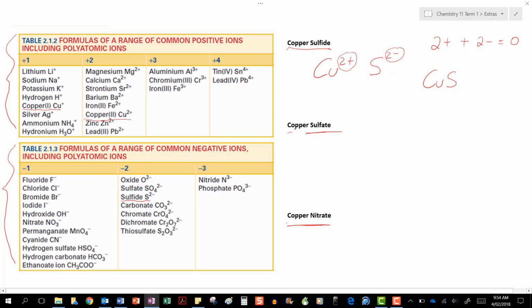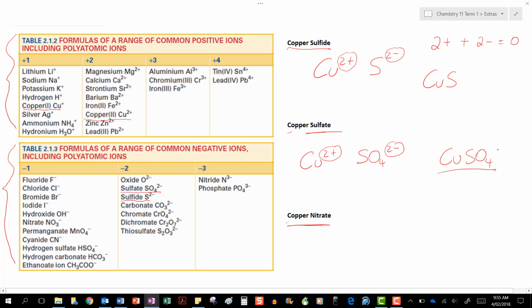Now we can do the same thing down here for copper sulfate. So again, Cu2+, most common. Sulfate is in the anion table as SO4 2-. So again, our charges of 2+ and 2- are the same, so they will cancel each other out. So we can simply write the formula as being CuSO4. So an ionic formula with no overall charge.